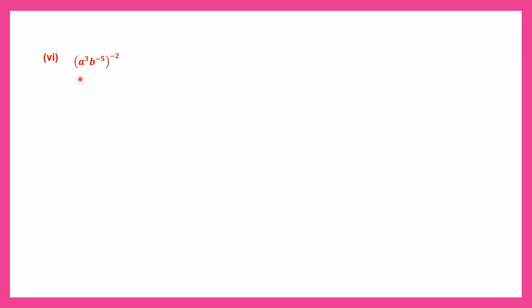Question 6. A to the power of 3 into b to the power of minus 5, the whole thing raised to the power of minus 2. So whatever is inside is raised to the power of minus 2. Now when one power is raised to another power, you have to multiply. So here how do we write this? This becomes a to the power of 3 into minus 2 into, what's the next one? b to the power of minus 5 into minus 2.